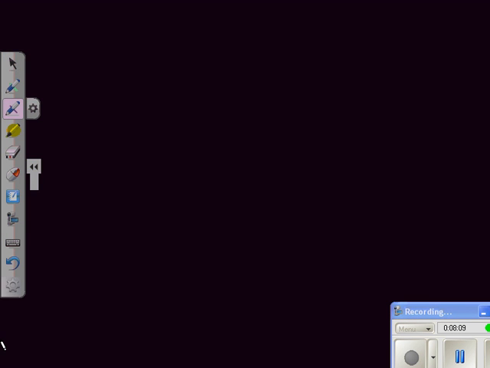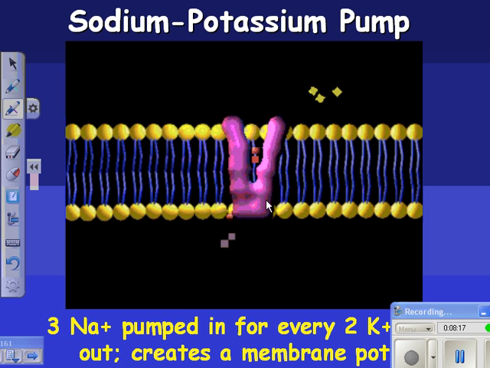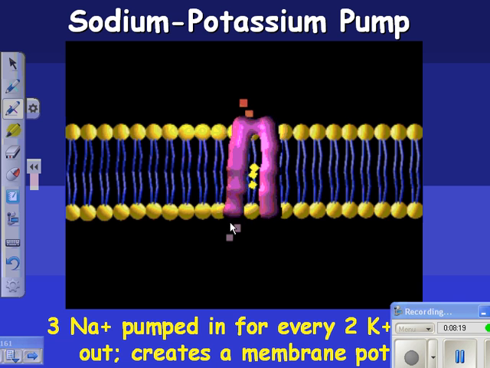Whoops. The cell may need... And so this one might come out. I'm hoping this comes out on this video. So this little circle thing is ATP, and it's showing that this protein, when it attaches to the ATP, will change shape. And so it's moving sodium one direction and potassium the other direction.